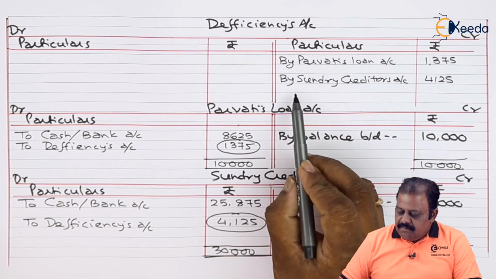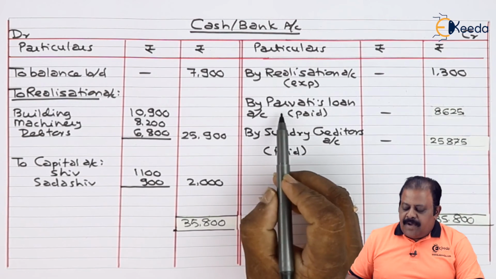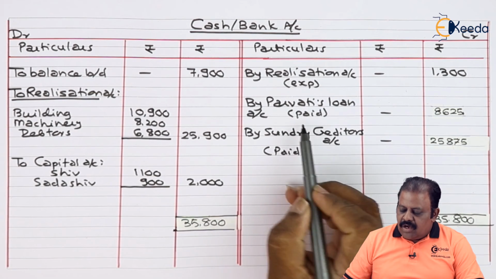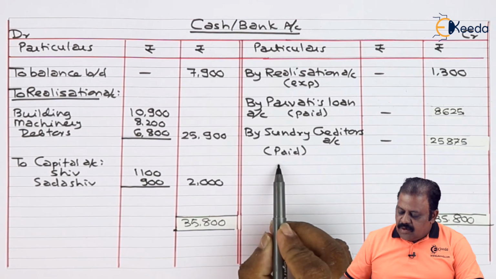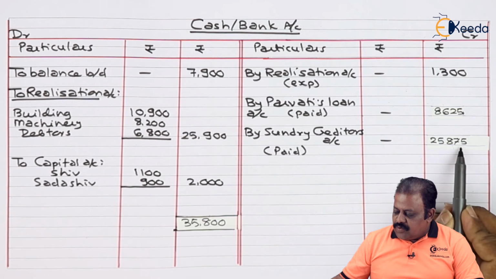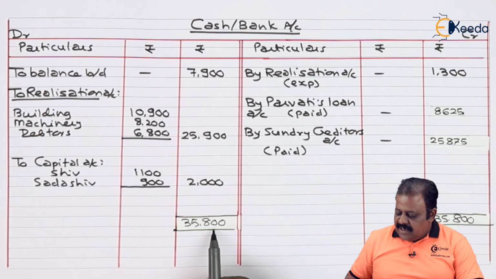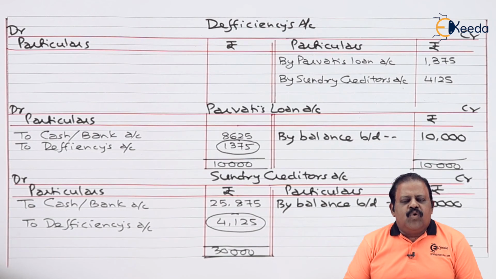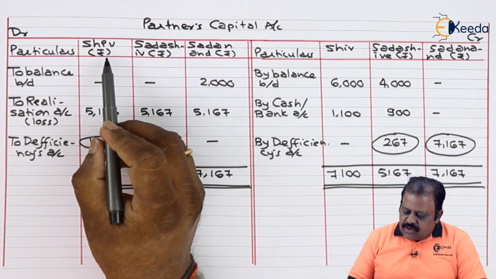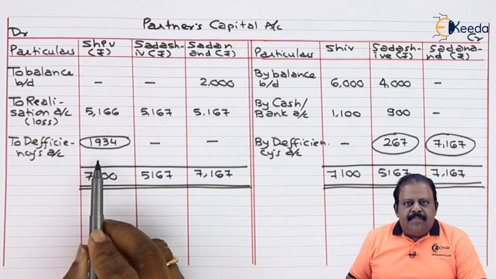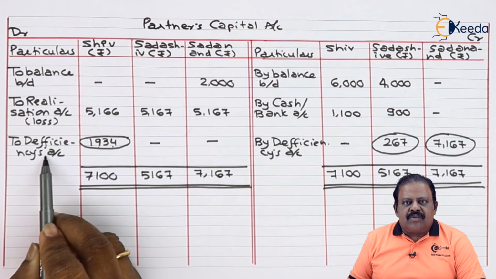Deficiencies account credit side by sundry creditors 4,125. Cash bank account credit side by Parvati's loan account for amount paid 8,625. By sundry creditors account for amount paid 25,875. Here we have closed cash bank account, total is 35,800. Now we are required to close the partners' capital account. After closing the partners' capital account, in case of Shiv we are getting a balancing figure on the debit side, 1,934. It will be transferred to deficiencies account.